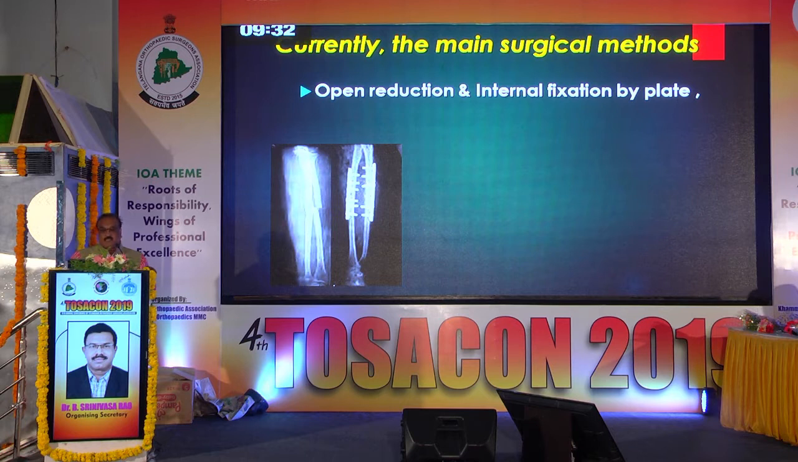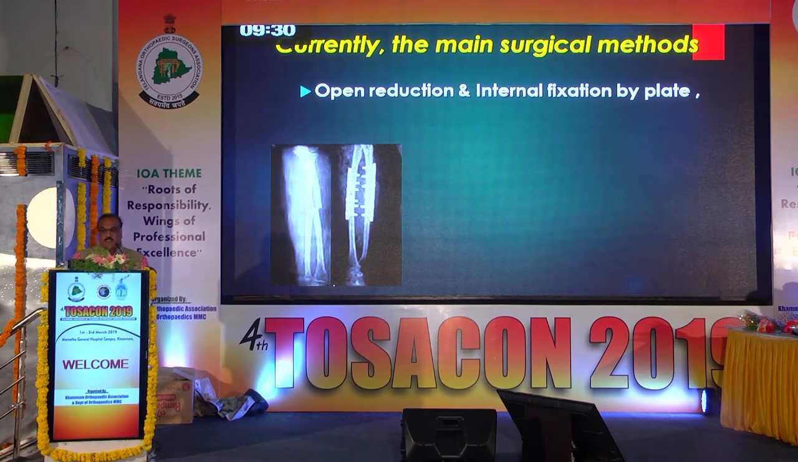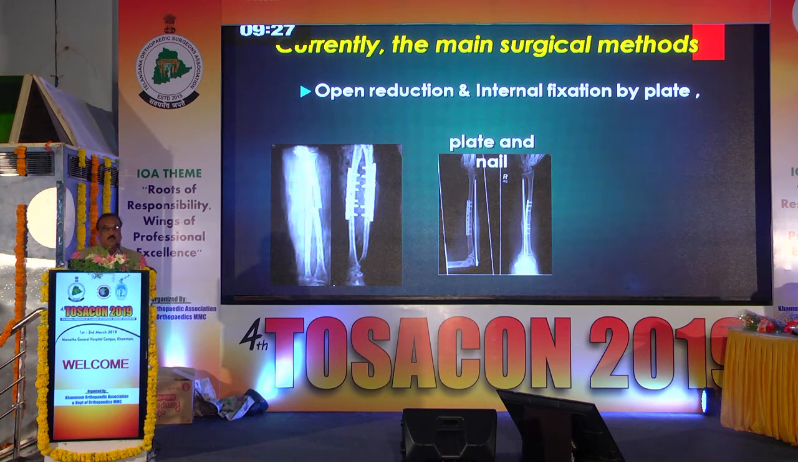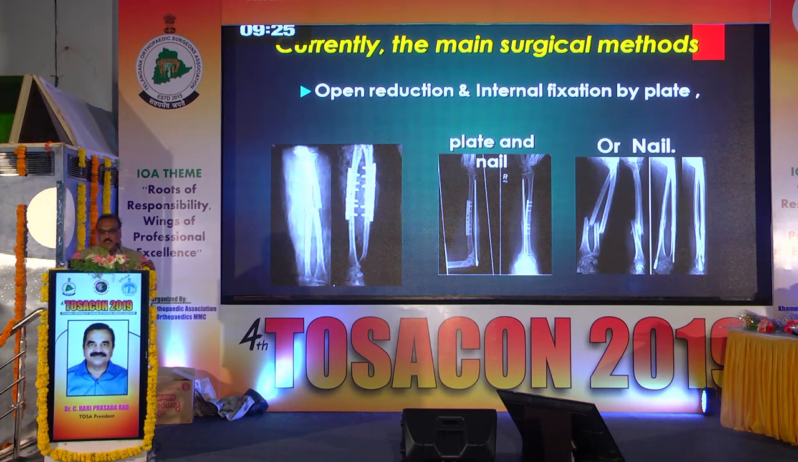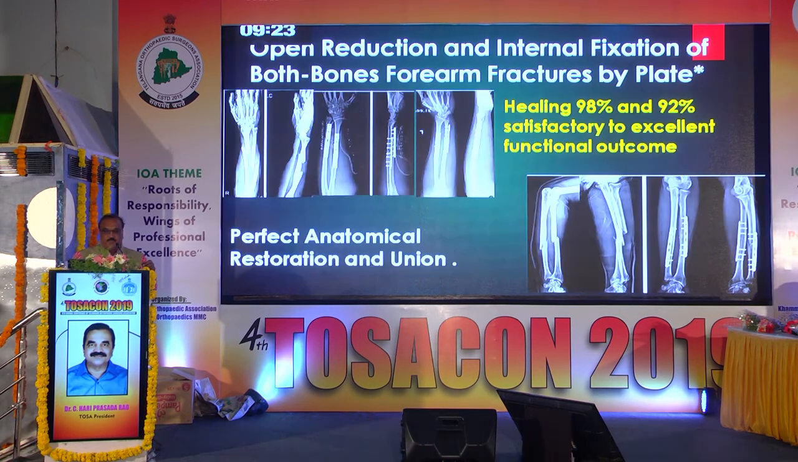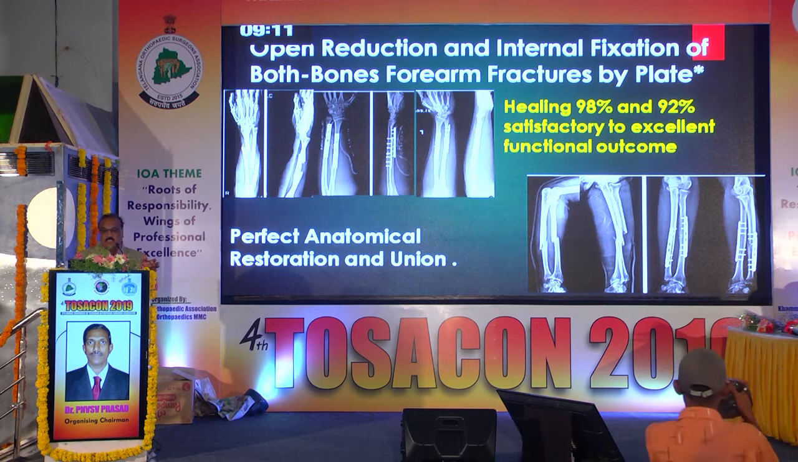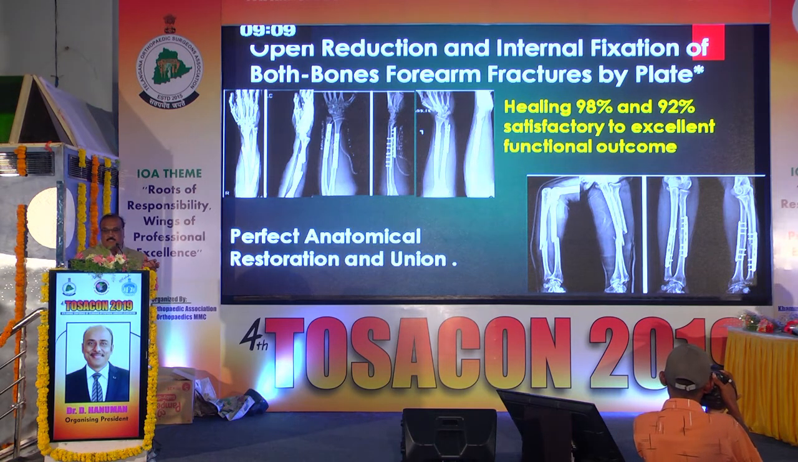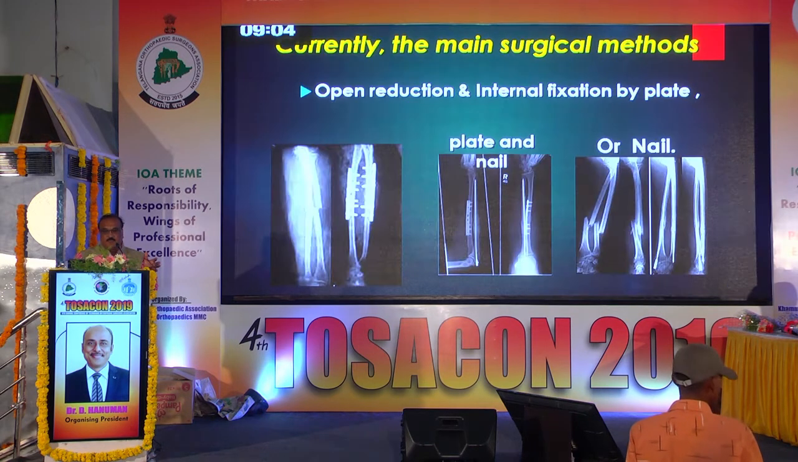Currently, the main surgical methods are open reduction and internal fixation by plate or nail, a hybrid combination, or nail only. Open reduction and internal fixation of both bone forearm fracture by plate gives perfect anatomical restoration and union, and it is a well accepted method. Healing is 98% and 92% have satisfactory to excellent functional outcome in the recent literature.